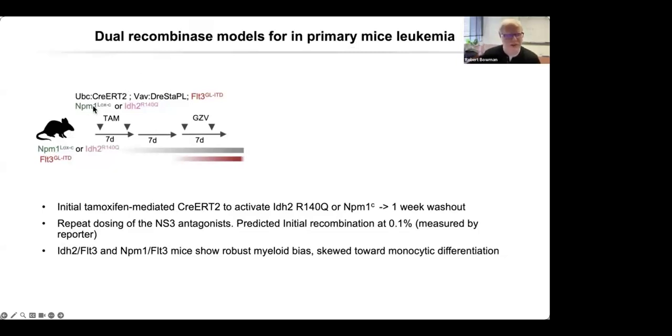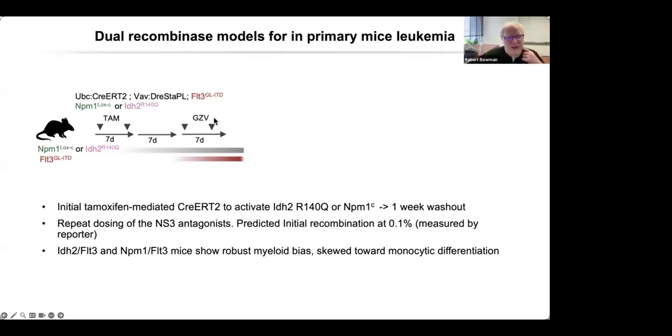We have our CRE-inducible NPM1 or IDH2. We have a DRE-inducible FLT3. And now, in the absence of transplant, we can use tamoxifen to activate NPM1 or IDH2. Let this sit for a little bit. We can certainly vary this amount of time to ask questions about how much time between mutations is necessary to give rise to disease, but that's the power of having these on separate recombinases.